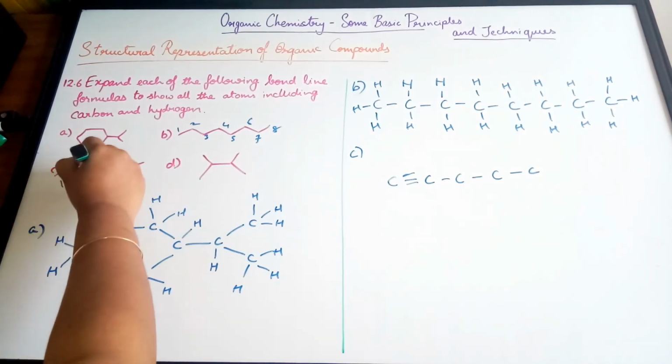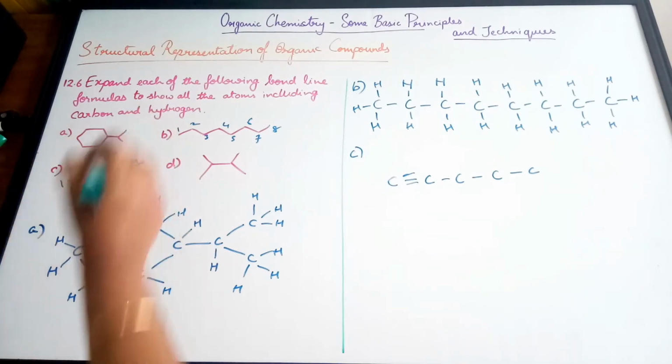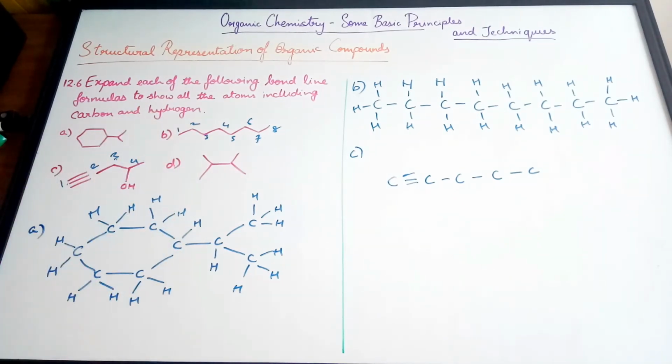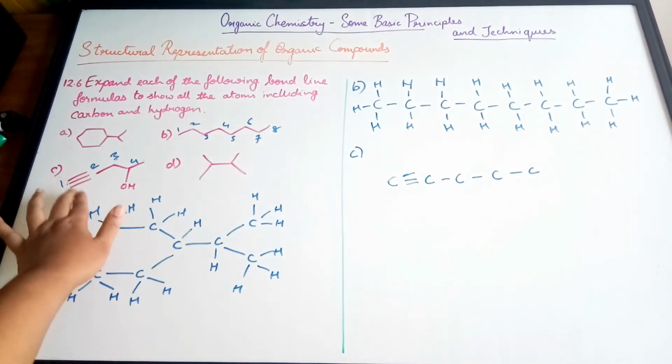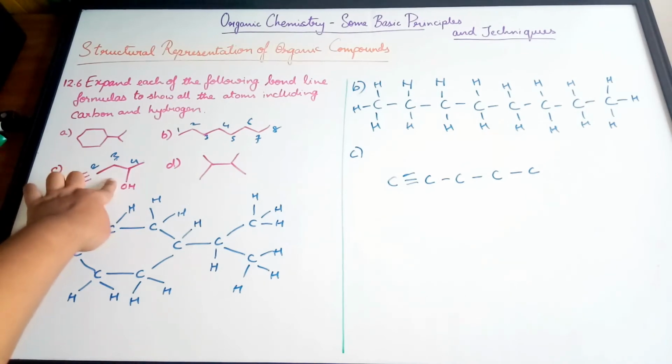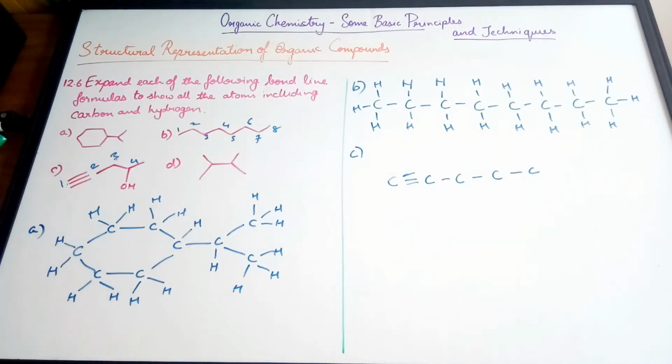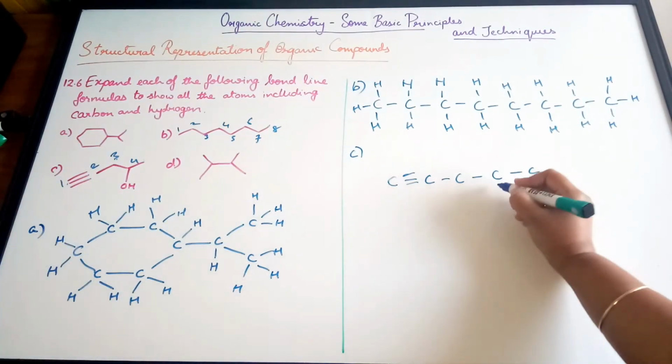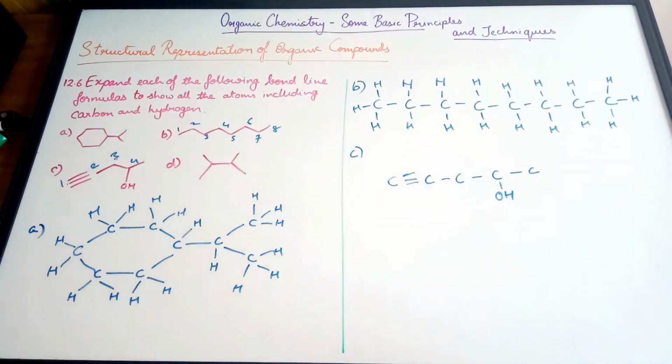Let me just number this for you. 1, 2, 3, 4. I am not talking about nomenclature. I just randomly numbered it. So between the first and the second, you have a triple bond, and the fourth carbon atom has an OH group attached to it. So 1, 2, 3 and 4. This is the fourth carbon. So you have an OH.